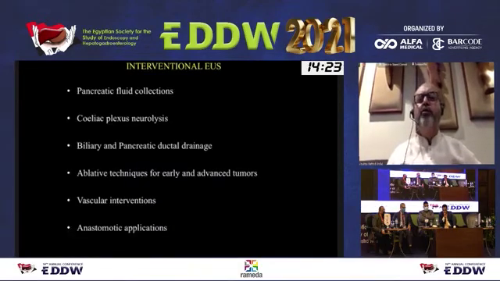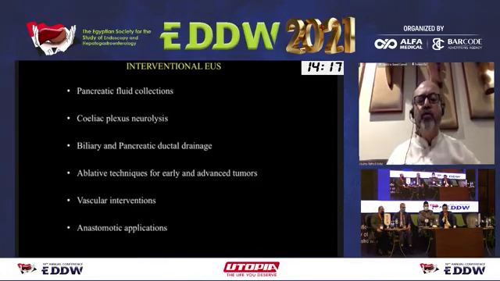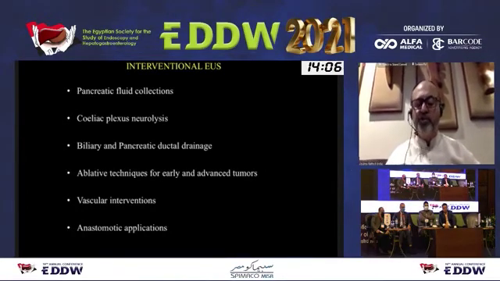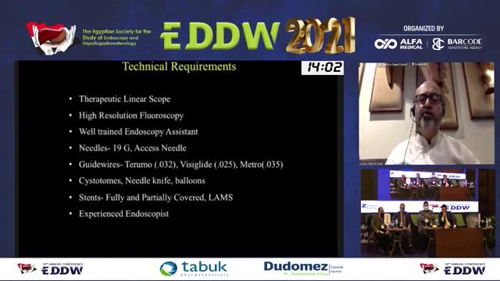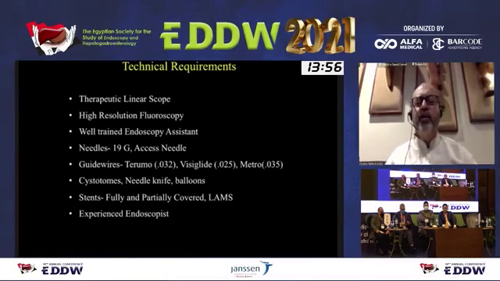If you look at the types of interventions we do for various problems, on top of the list would be pancreatic fluid collections, celiac plexus neurolysis, biliary and pancreatic ductal drainage, ablative techniques for tumors, vascular interventions, and anastomotic applications. So what are the technical requirements for anybody who wants to start therapeutic endosonography?